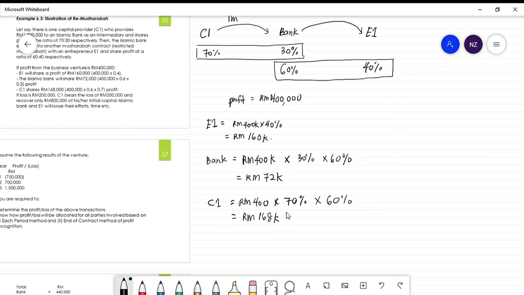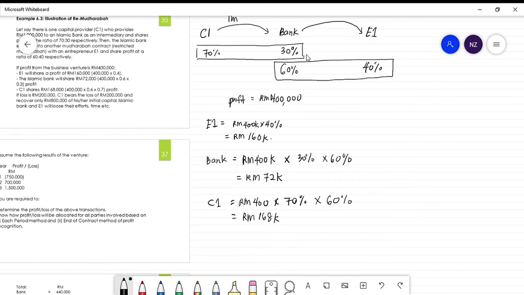You guys have to know the concept of Rabbumal and also mudharib. You know that if there is profit, the profit has to be shared, right, according to the pre-agreed ratio. So the same goes for this concept. Earlier, when the second mudharabah got profit, right, they shared, correct? The 400K they shared, 40% with E1, 60% with the bank. That is why we multiply here, 60% and 40%.